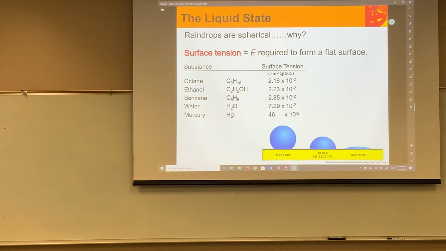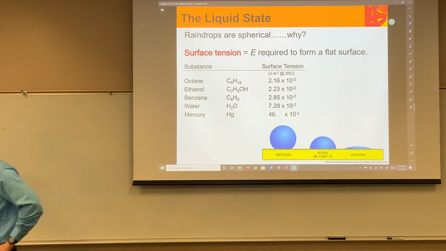So acetone has the least surface tension and mercury has the most? Right. It takes less energy for acetone to kind of stick together, right? And so it'll just spread out. It won't puddle up and form a droplet like mercury will. Okay, gotcha.